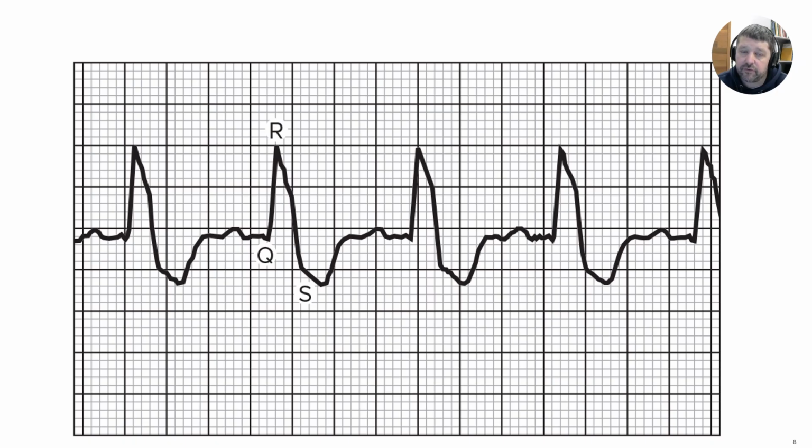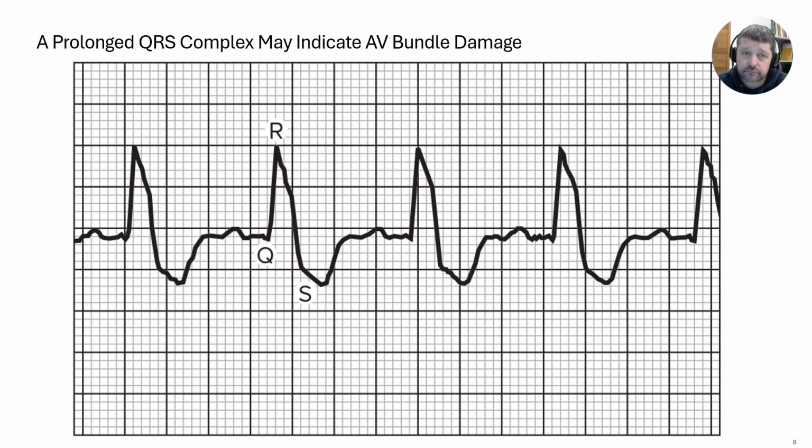So that would indicate that it's taking longer, because this graph has seconds, or in this case milliseconds, on the x-axis. It's taking longer than a normal EKG to go through the QRS. So if you see this wide QRS, it tells you there's something wrong with the ventricle, or something wrong with controlling the ventricle. Normally when we see this, it indicates that there's AV bundle damage.